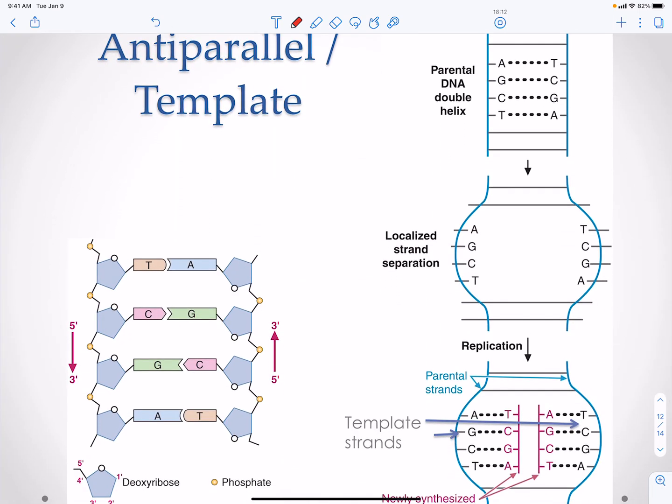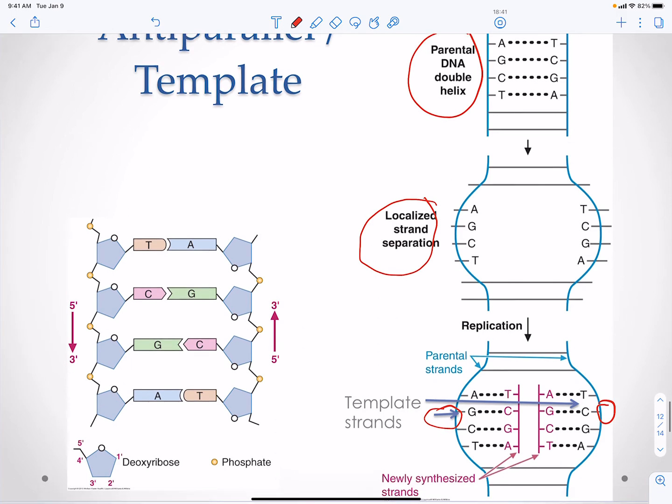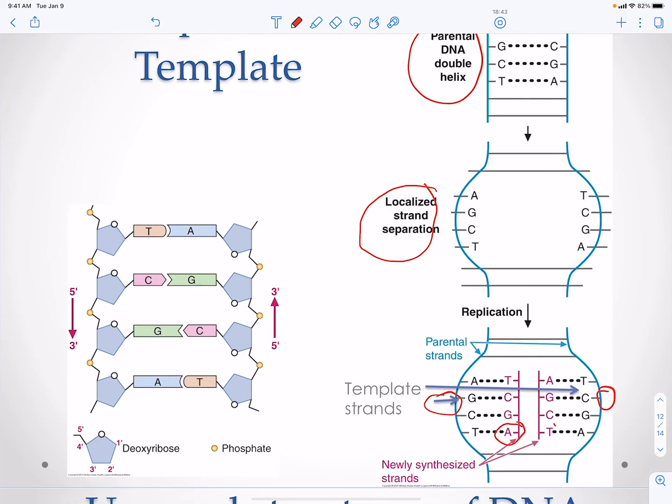Now they are going to, of course, have an anti-parallel template, and that's shown here. So we're going to have, for example, our parental DNA double helix, and then we're going to have strand separation, where now your two parent strands are on the outside, and that's shown in blue. And so these two parent strands are the template strands. And then you replicate and make the new daughter strands, the two new synthesized strands.